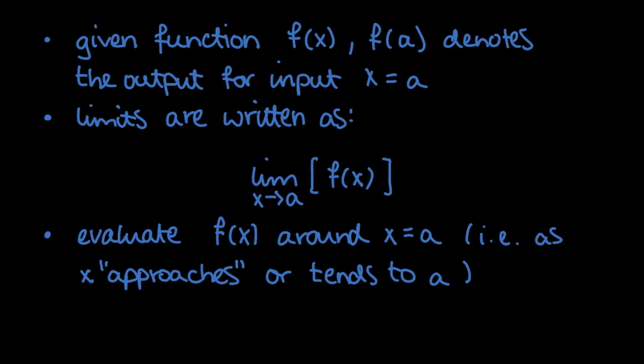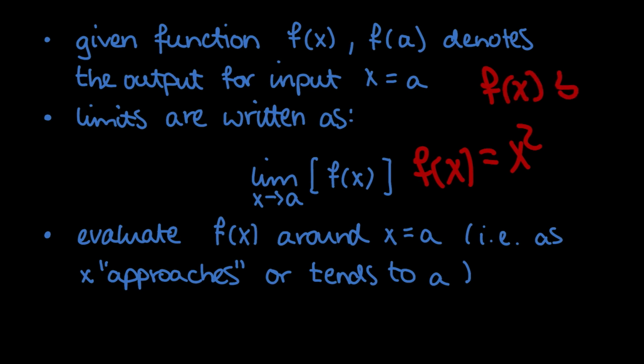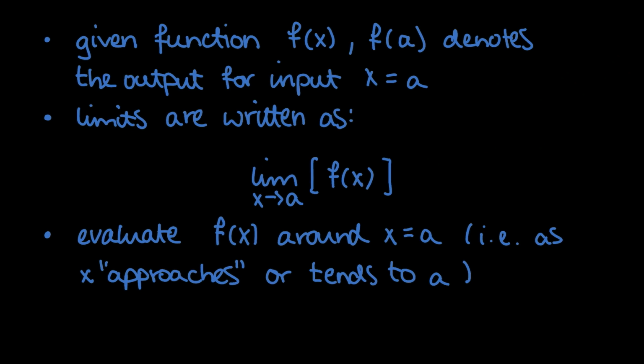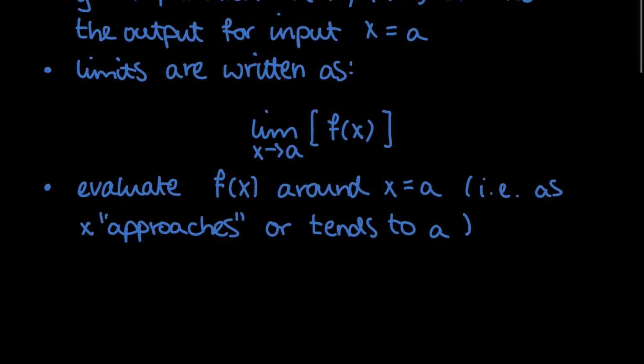Meanwhile, x isn't just substituted by some constant, x is the variable. And then over here, we just have some function of x. So this function could, for example, be f of x equals x squared, or f of x equals 5x plus 3. Really, it can just be any function. And this is read as the limit as x tends to a, or as x approaches a, of f of x.